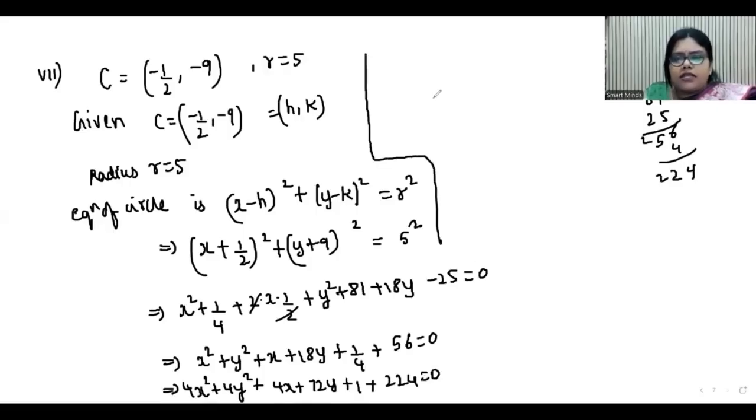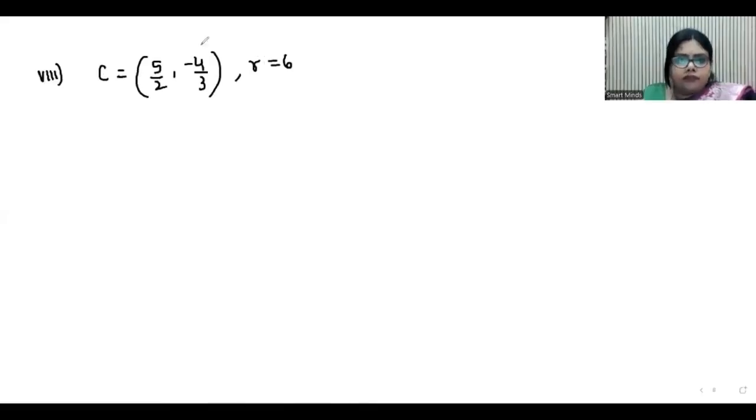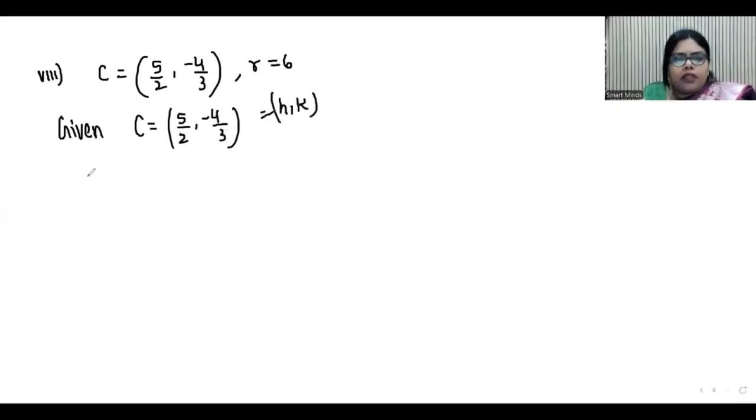So final answer I am writing over here. 4x square plus 4y square plus 4x plus 72y plus 225 is equal to 0. Take the next question. What is given to us? Given center is (5 by 2, minus 4 by 3). Take this as (h, k). And what is radius given? Radius r is equal to 6.